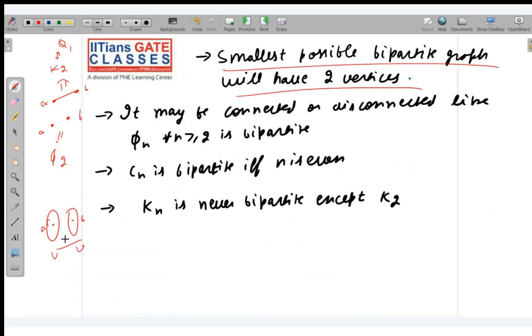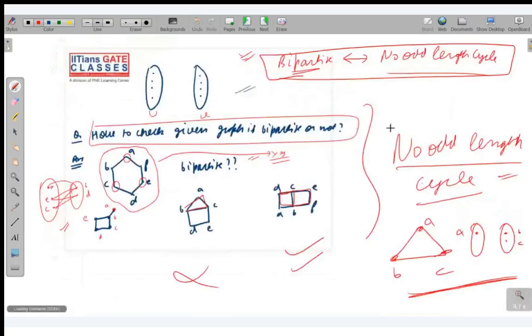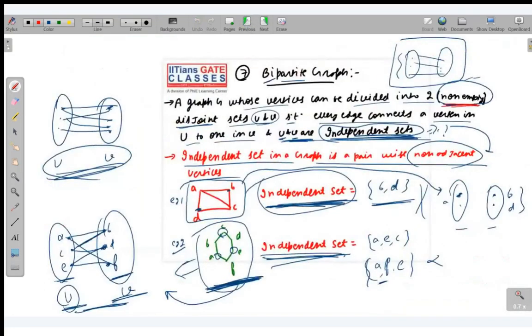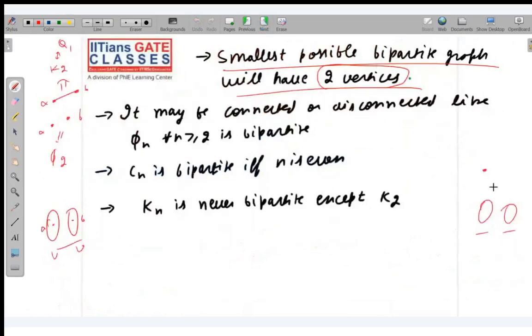So the smallest possible bipartite graph will have two vertices. How will you make it with one vertex? If you take this graph, how will it be bipartite? You have to make two non-empty disjoint sets. Non-empty. See this, the word was non-empty. So obviously, when one vertex is there, how will you make it bipartite? Never possible. So minimum two vertices. Very basic. See, are you able to predict it? MSQ type of question. Many times they will ask these questions.